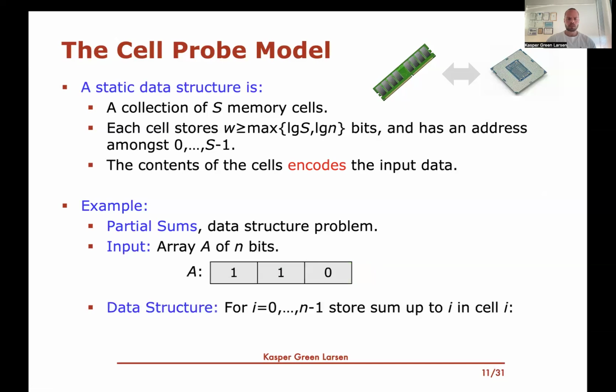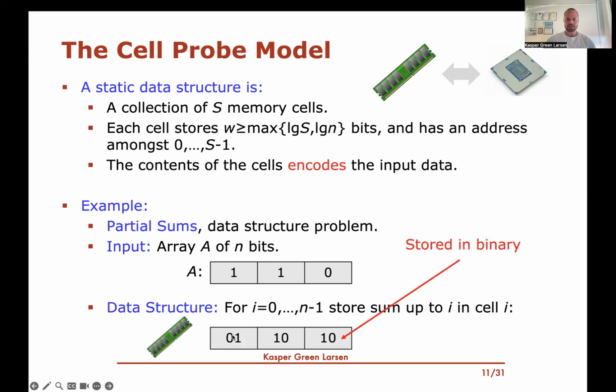So what could a data structure look like for this partial sums problem? Well, a natural data structure would be to store, for every index from 0 up to n minus 1, the prefix sum, so the sum of everything up to index i in the array. That's what I store in cell i. So if this is my input array, the first cell stores the sum of the first entry, the second the sum of the first 2 entries, and the third the sum of the first 3 entries. The numbers here are stored in binary, so this is the number 1, this is the number 2, and this is the number 2.